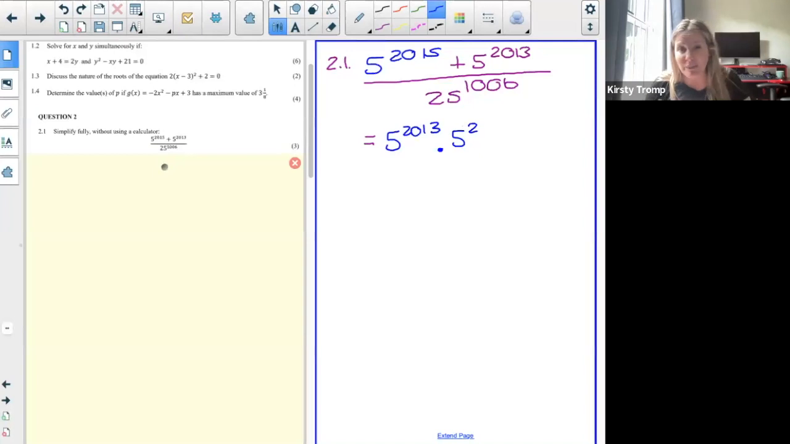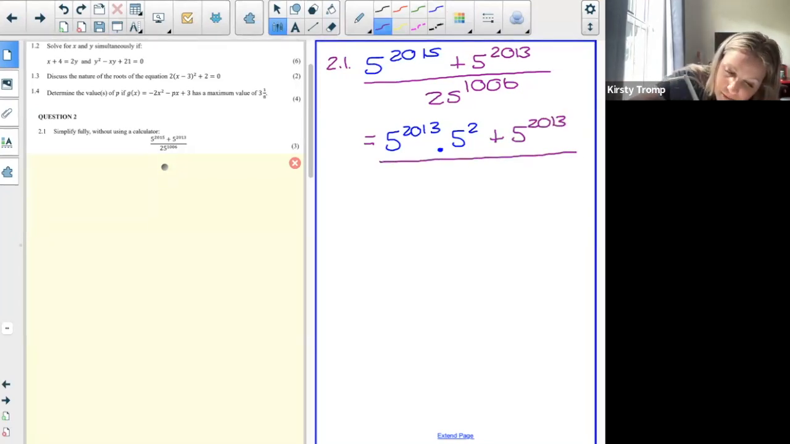So what did I do with this number? I changed it from 5 to the power of 2015 and made it 5 to the power of 2013 times 5 to the power of 2. Why? Same base: I can keep the base and add the exponents. All I did was the opposite. I took the one that had a base with an exponent and split it up. Plus, that same one is 5 to the power of 2013 over.